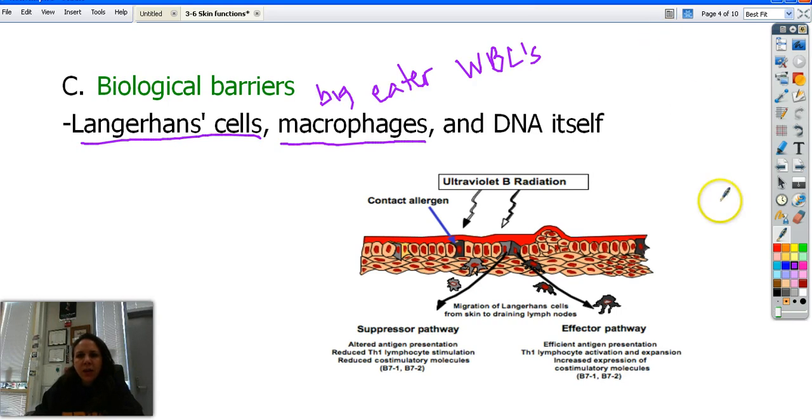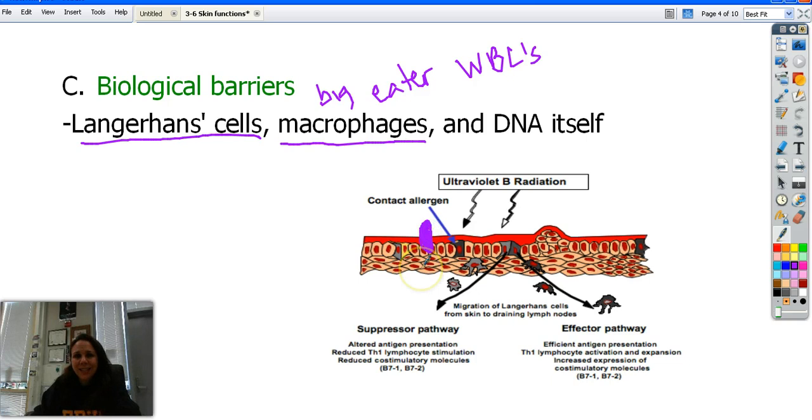This is just kind of showing a picture. Here's your epidermis. Here's some radiation coming in. But say a little bacteria got in there, well then these white blood cells, or the Langerhans cells, or the macrophages would come through and try to destroy that bacteria and make it safe for us.